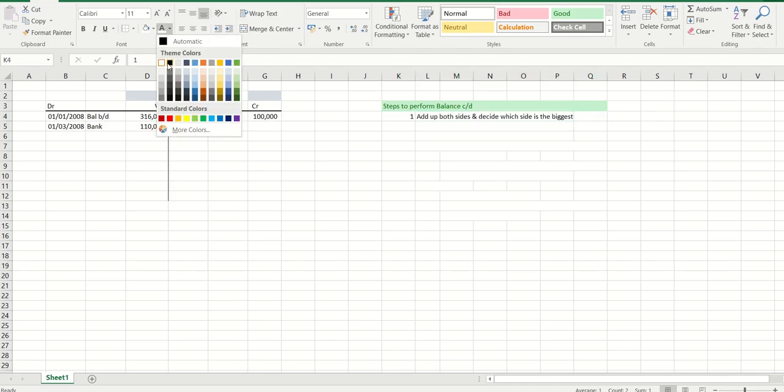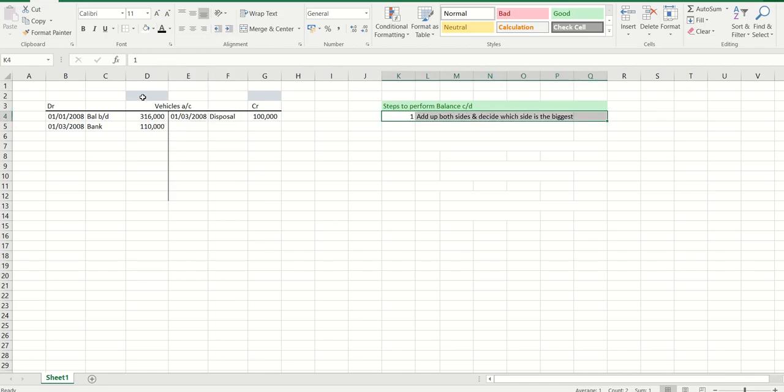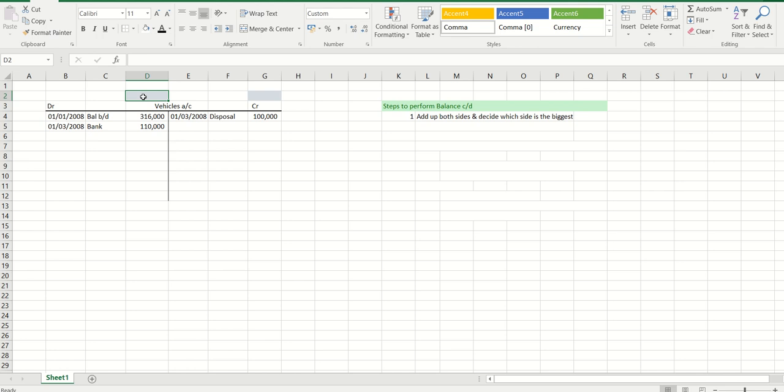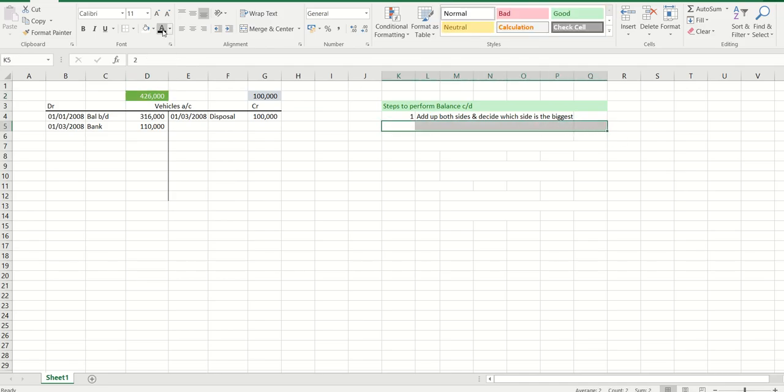Okay, so our first step is where we're going to add up both sides and decide which side is the biggest. When you get good at this, you'll be able to do this a lot quicker than the way we're doing it now. But we're adding up both sides and we're deciding that this side is the biggest. 426 is the biggest. So that's our first step.